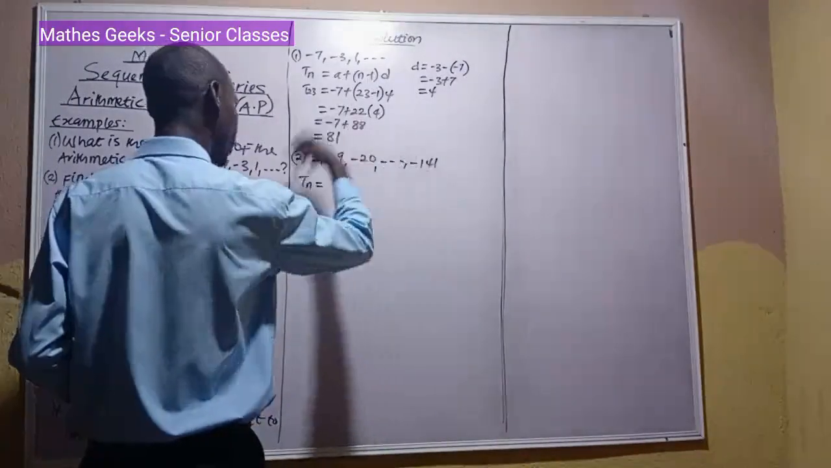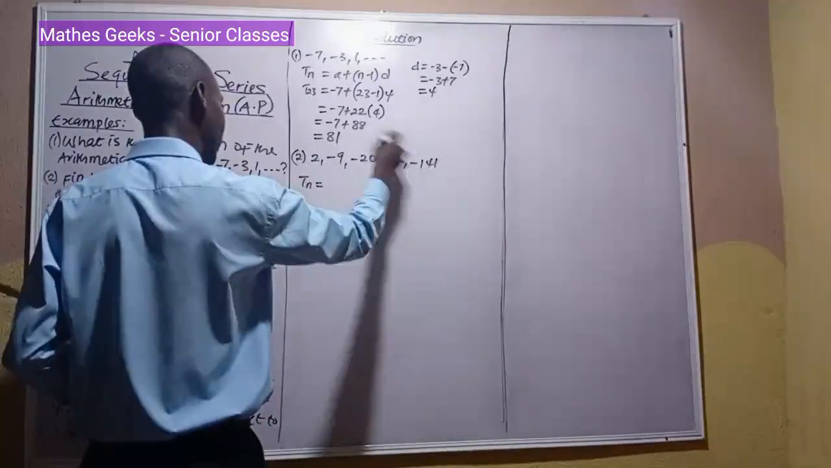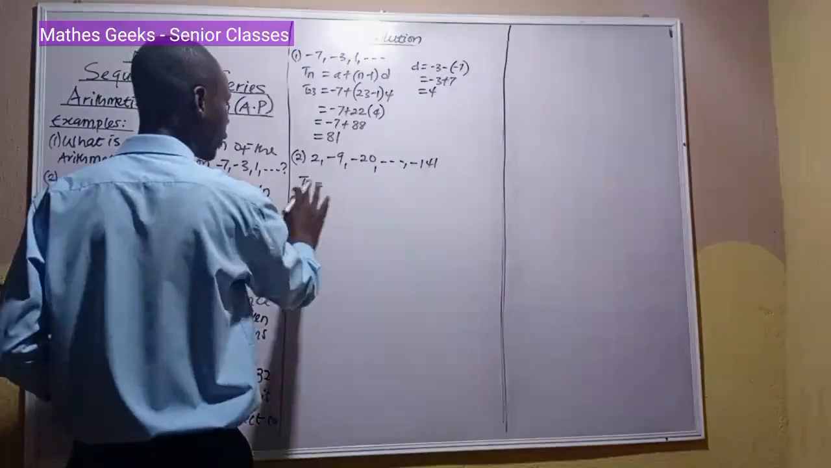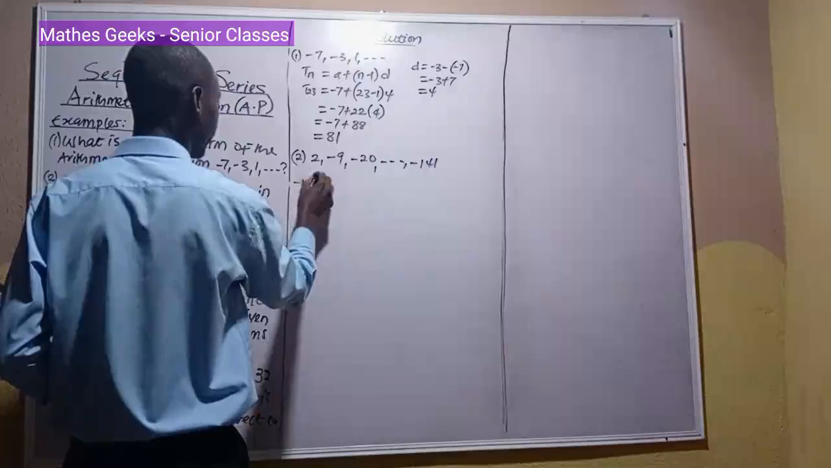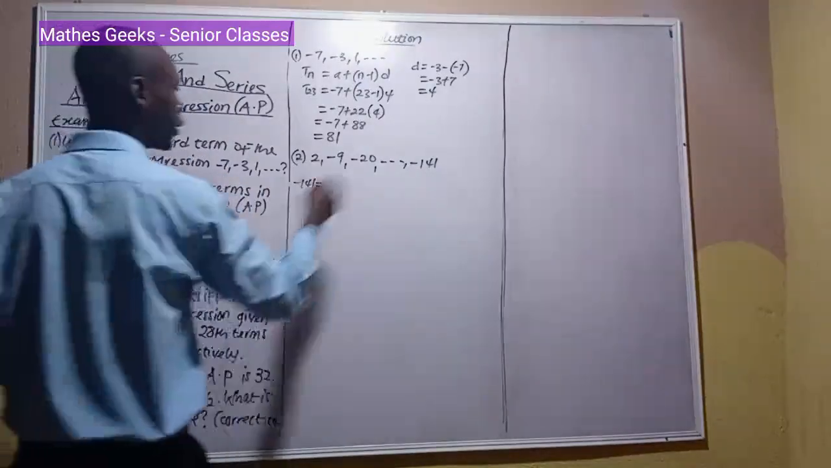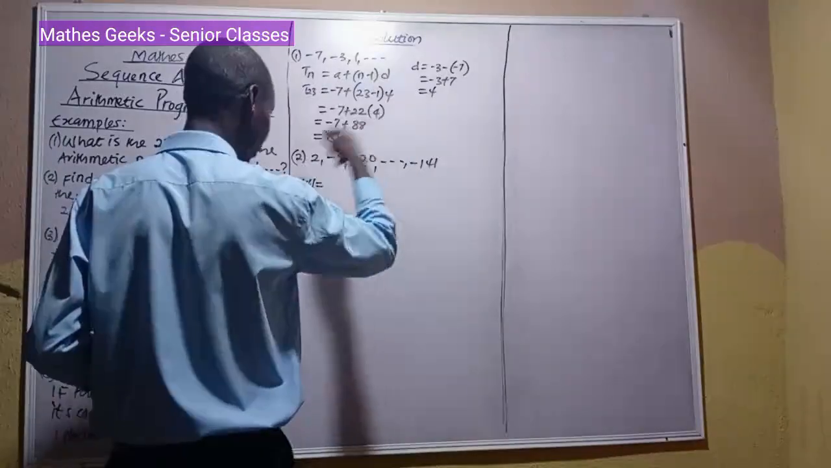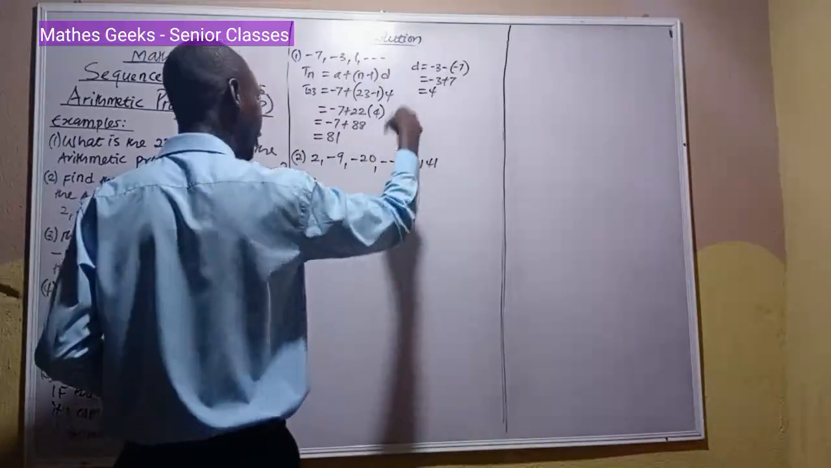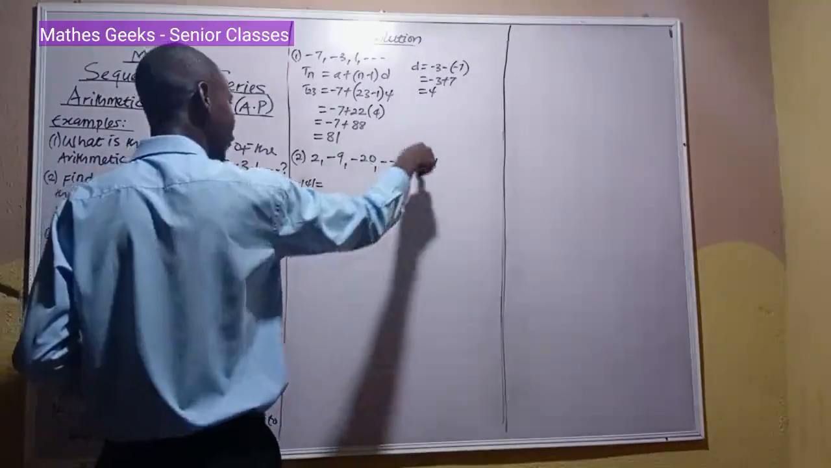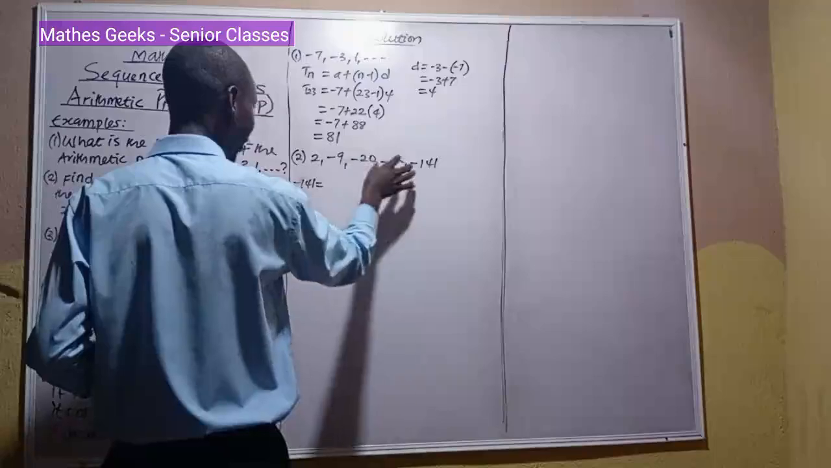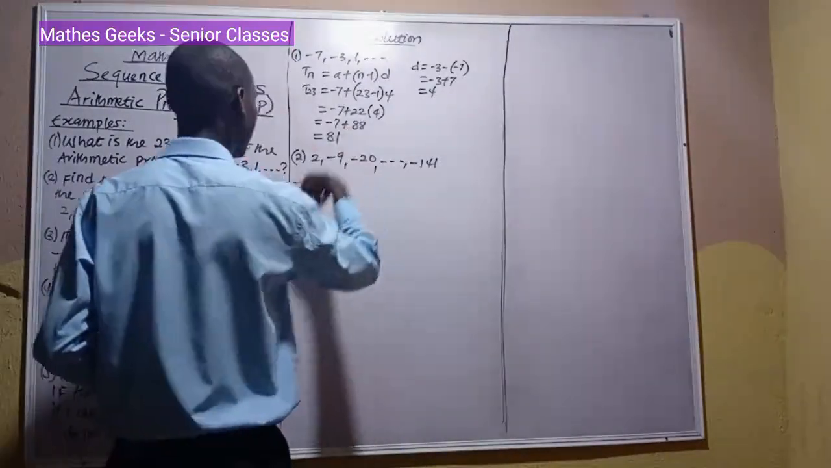We don't know the number of terms, how many they are, but we know that the last value is Tn, which is minus 141. It means that if there are 25 numbers that make up the sequence, the 25th term is minus 141. We only know the value, but not how many terms there are, because there are 3 dots before this last term. So we want to know how many there are.